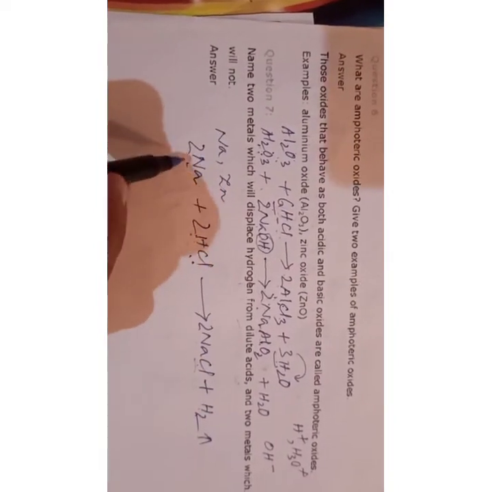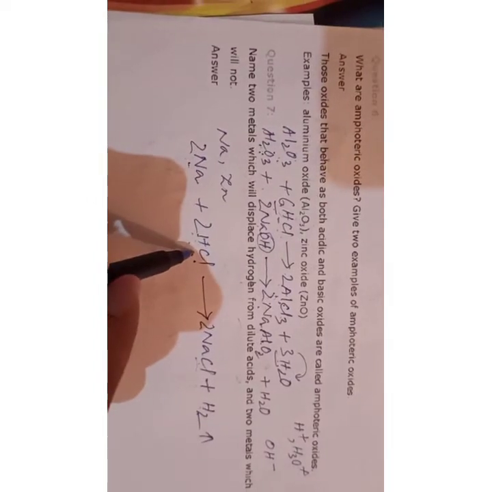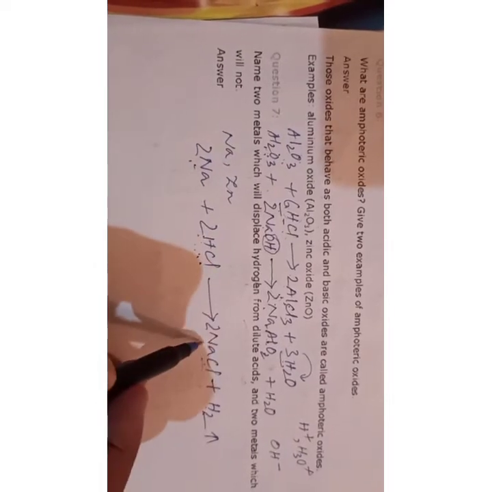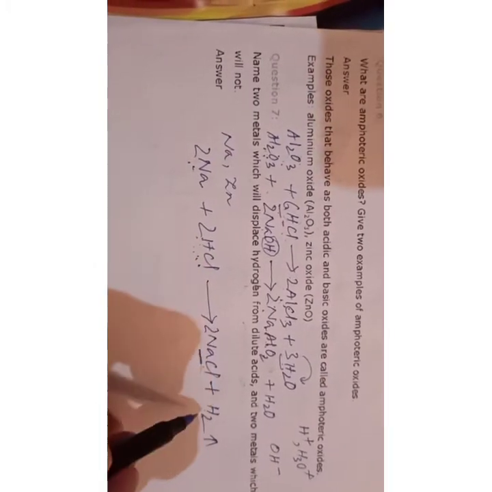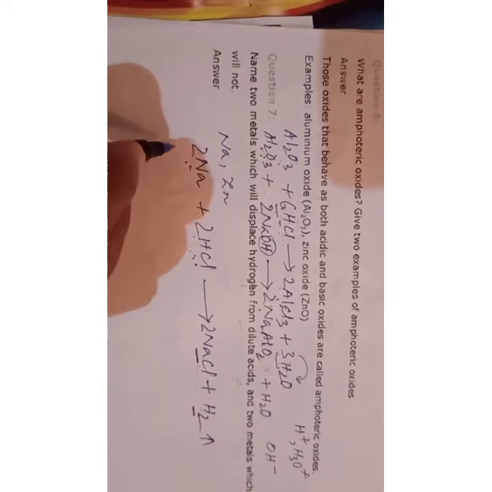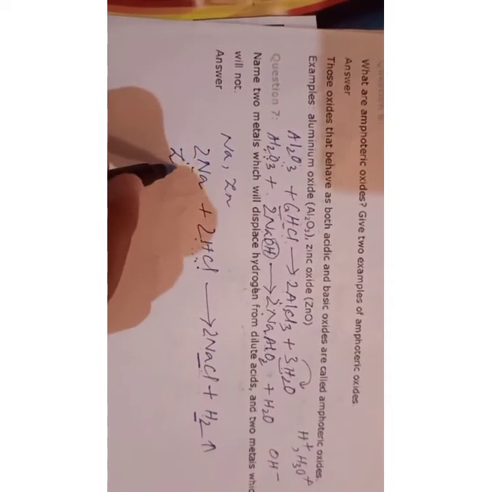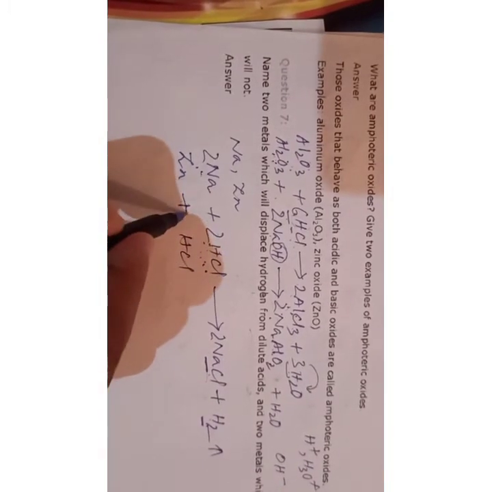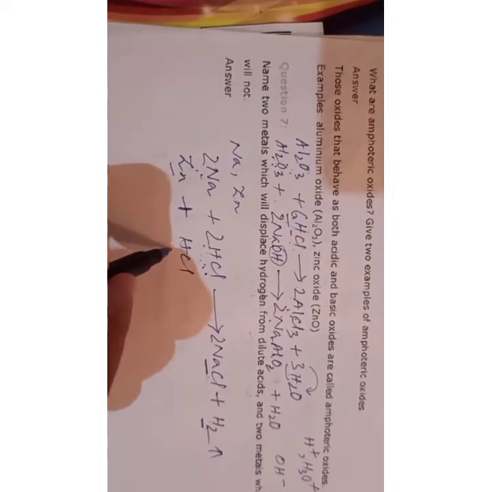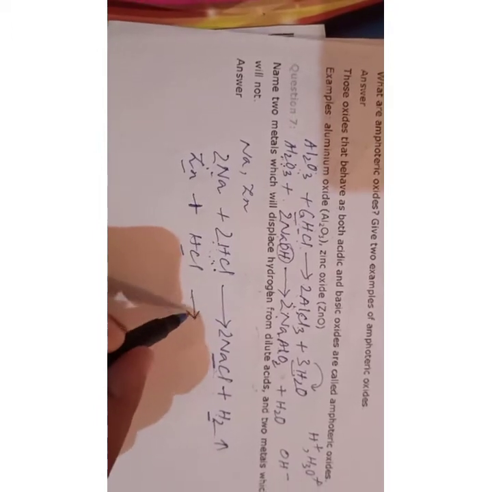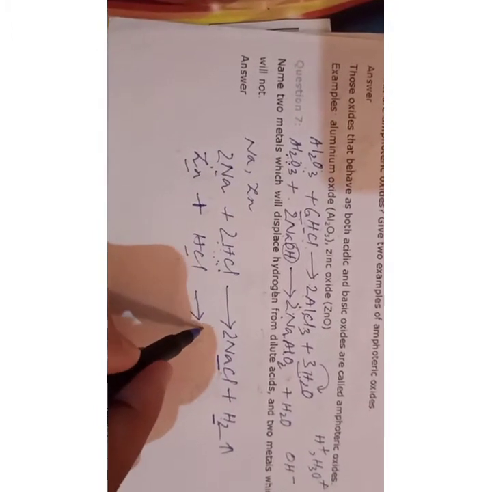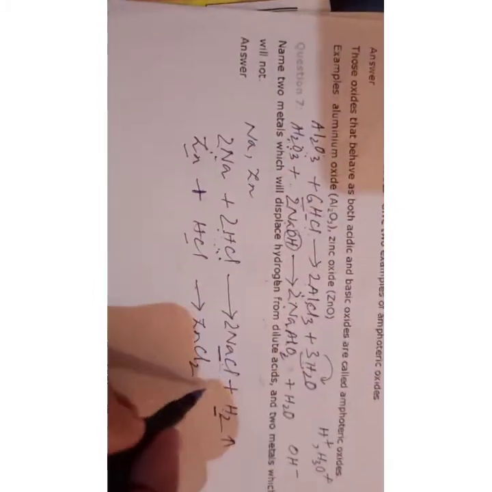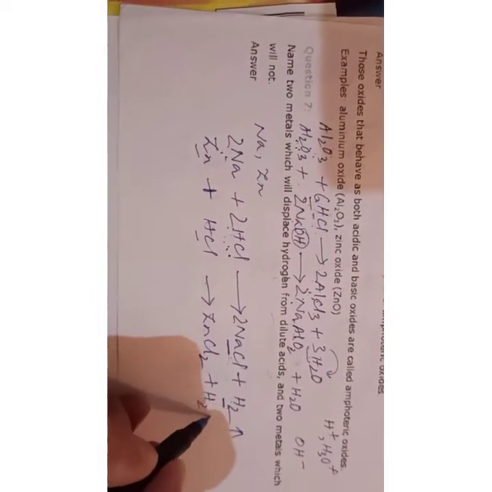This is very easy. Sodium reacts with hydrochloric acid, forming sodium chloride, a salt, and hydrogen gas. Like this, you can write zinc with HCl. Zinc reacts with acid, then definitely it forms zinc chloride, ZnCl2, and another product, hydrogen gas.